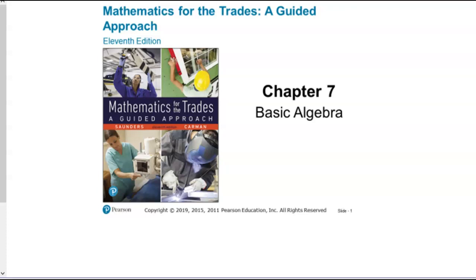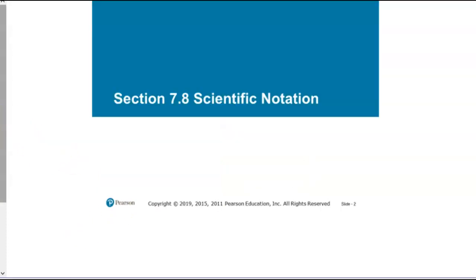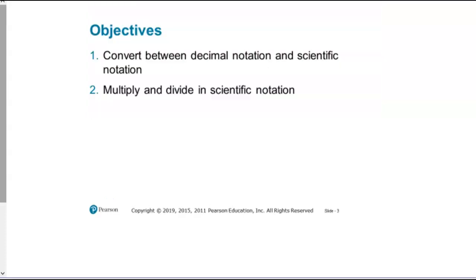This video will be covering Module 6.4. We're going to look at scientific notation, and this comes from section 7.8 in your textbook. And the objectives we're going to look at are converting between decimal notation and scientific notation, and being able to multiply and divide in scientific notation.